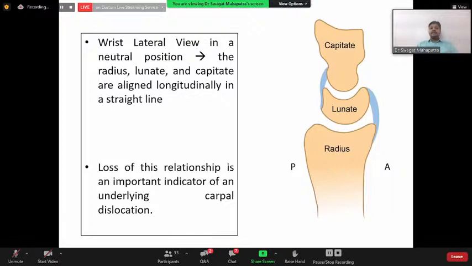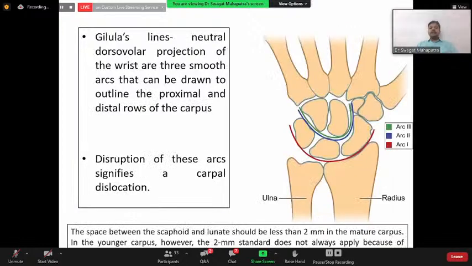There is another important sign called the Terry-Thomas sign, which suggests a scapholunate ligament injury in adults. The space between the scaphoid and lunate should be less than 2 millimeters in a mature wrist. However, a gap greater than 2 millimeters as a criterion could not be applied, because dissociation cannot be diagnosed on X-ray in children.